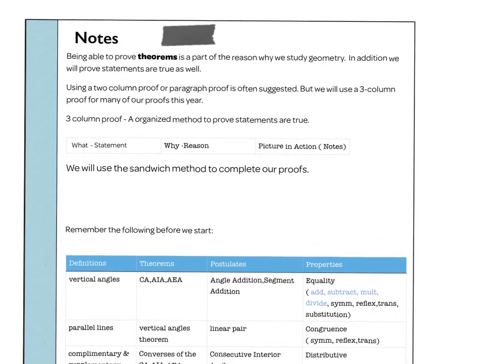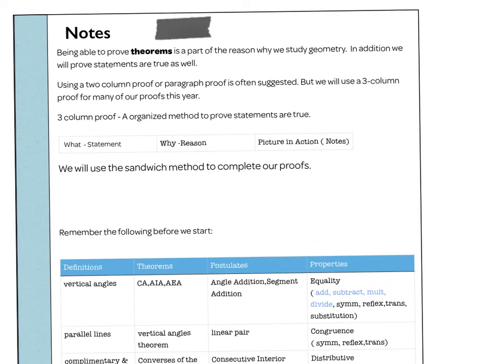So being able to prove theorems is a part of the reason why we study geometry. And in addition, we will prove statements are true as well. So that's what we're going to be working on doing. We've been using a 2-column proof. You can also use a paragraph proof, which is often suggested. But we are going to use a 3-column proof method for our proofs this school year.